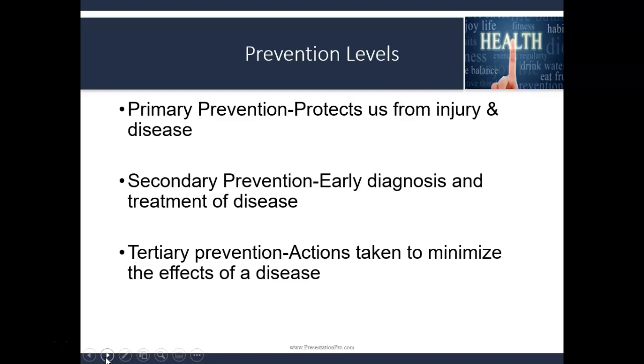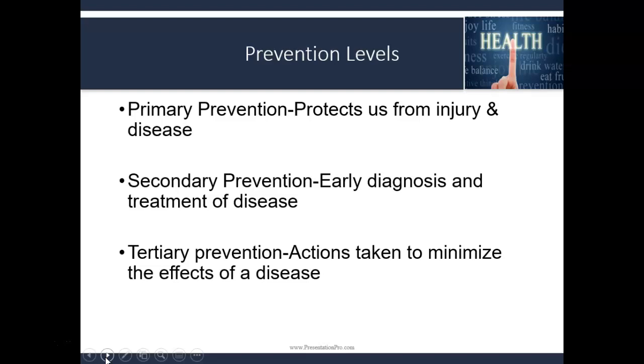So when you think about primary prevention to help protect us from injury and disease, those types of primary prevention that we see specifically with COVID-19 have been wearing a mask, washing your hands, and staying indoors. Making sure that we do not go out to potentially expose ourselves to the disease or to the virus.